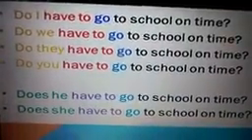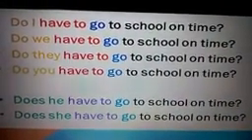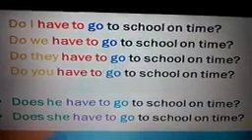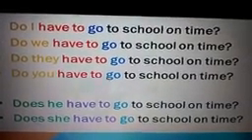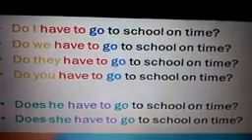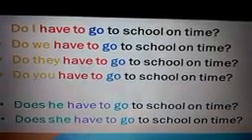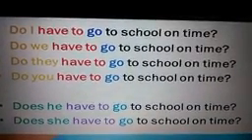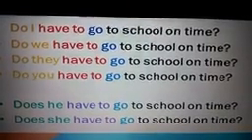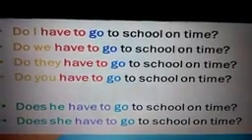The questions. Same, the first 4 sentences with I, we, they, and you. We use do to ask the question. Of course, have to in all sentences stays in the same form. The verb stays in the same form. The changes are in the pronouns and do and does.